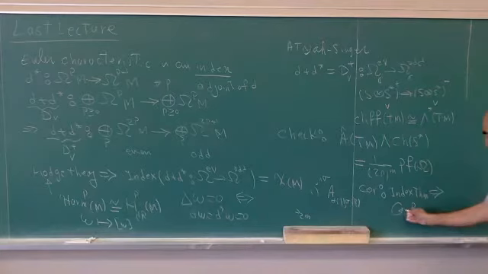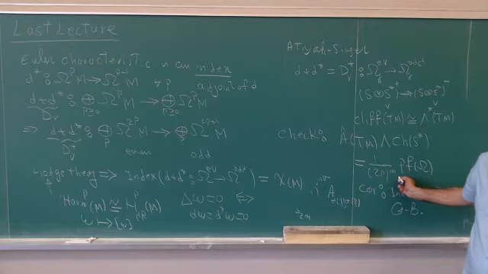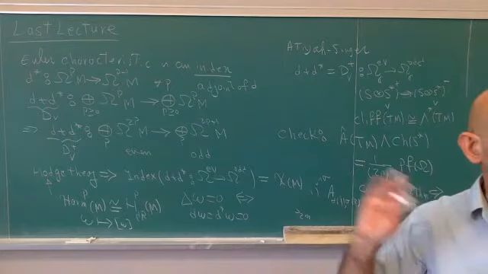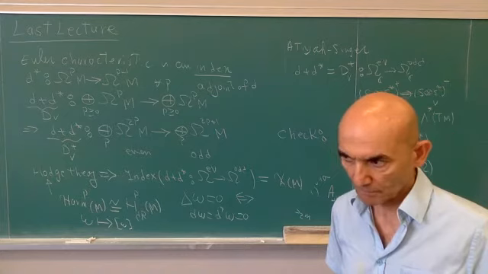So you can read again about this in Rose's book or other books. There's a one-page calculation you have to do. Because I want to finish today, and then I have to talk about other things, I won't go through this calculation. Any questions for now?